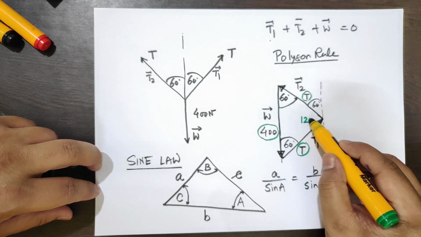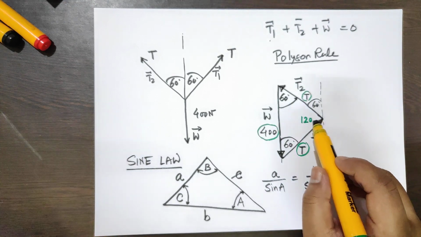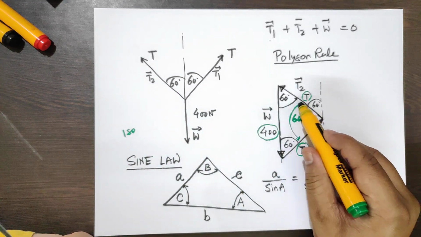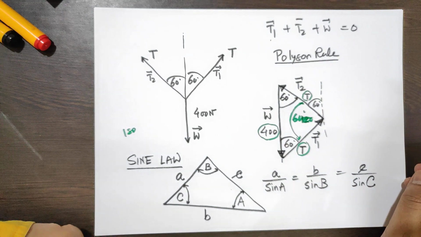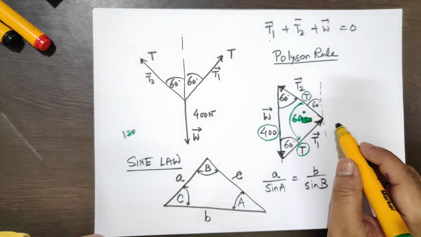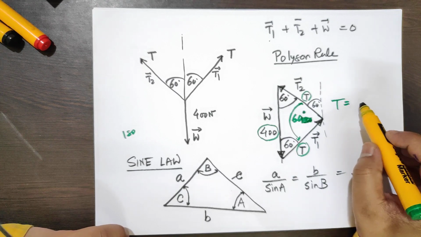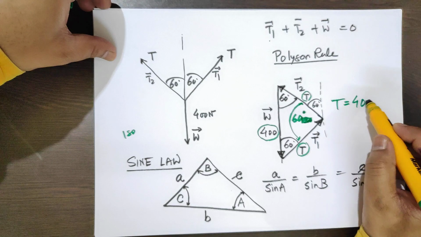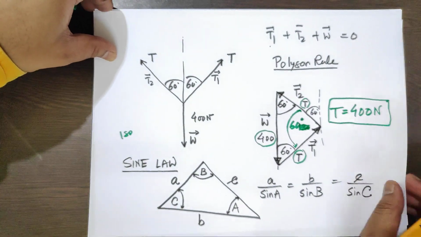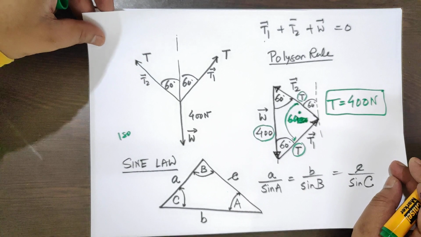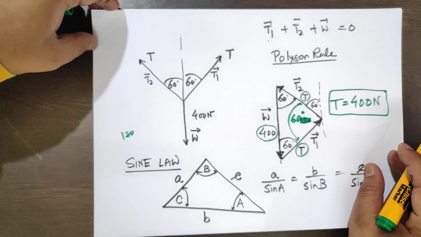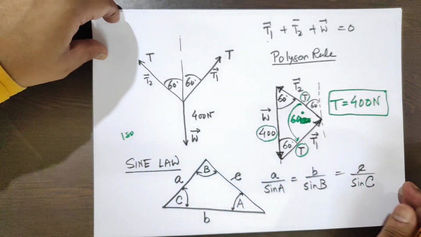No, 60, 180, oh, that's also 60. Oh, you need nothing actually. It becomes an equilateral triangle. See, this is 60, this is 60. Oh my God. So that's also 60. So T is equal to 400 Newton. So here it forms an equilateral triangle. If it doesn't form so, in any other triangle you can consider to use the sine law.